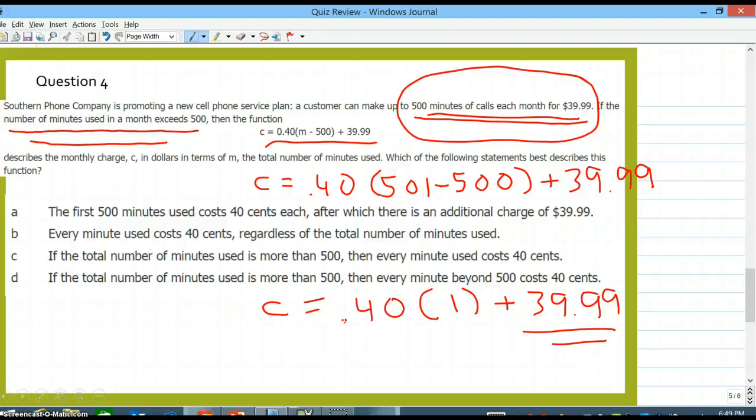And then let's say that I used 502 minutes, that means I went over 500 minutes by 2 minutes, then I would pay 80 cents in addition to the $39.99. In other words, for every minute that I go over 500, I pay 40 cents. So let's go through our answer choices. In the first 500 minutes, you cost 40 cents each. The problem says for the first 500 minutes, I would pay $39.99 a month, so that's not true. Every minute used costs 40 cents regardless of the total number of minutes used. Not necessarily. The first 500 cost $40.